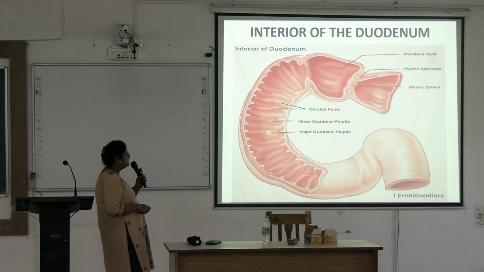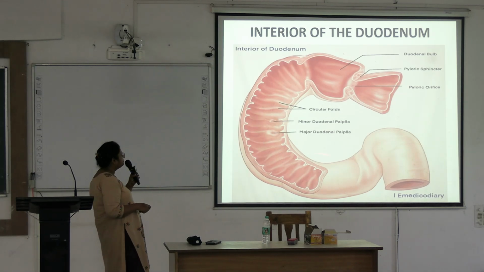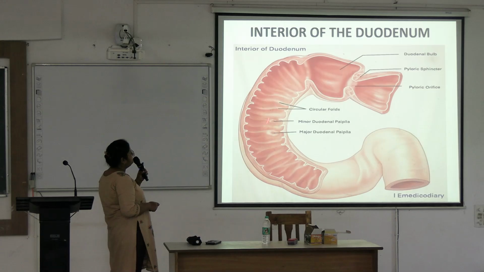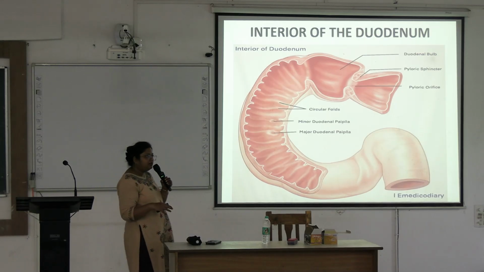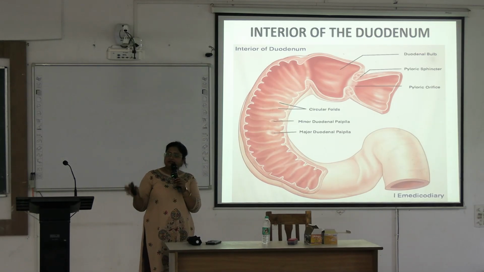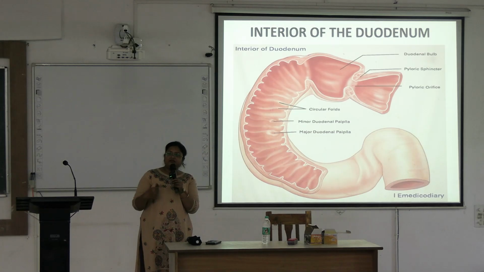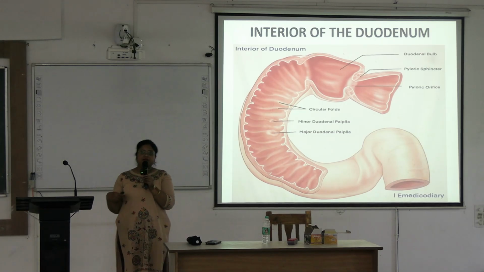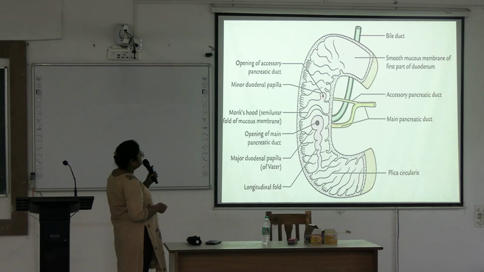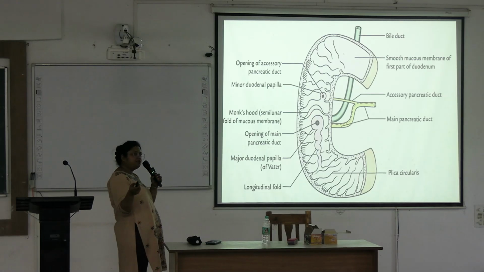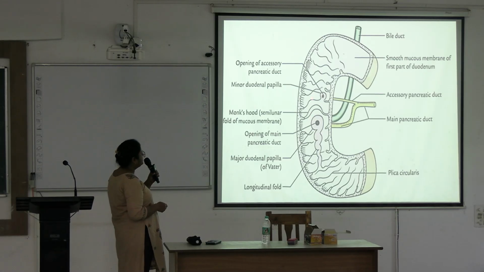These are numerous in the second, third, and fourth parts, and these are two papillae, minor duodenal papilla and major duodenal papilla. In the major duodenal papilla, the main pancreatic duct and common bile duct are opening, and in the minor duodenal papilla, the accessory pancreatic duct is opening. Okay, the minor duodenal papilla is about 2 centimeters proximal to the major duodenal papilla.